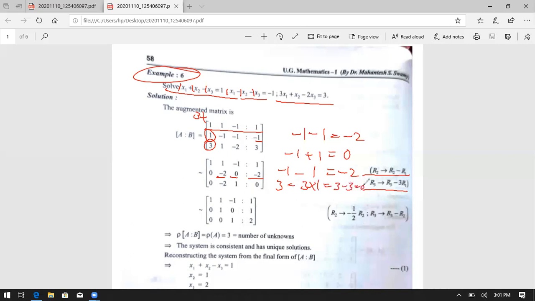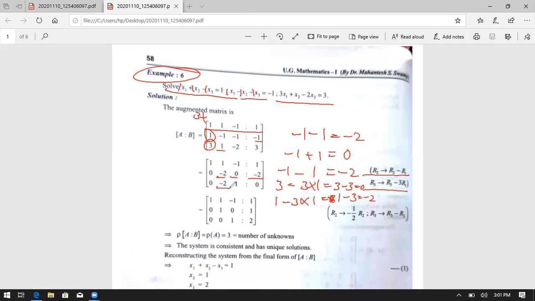Next come to the second element. That is 1 is there. 1 minus 3 into, what is the R1? That is also 1. That is 1 minus 3, that is minus 2. I write here minus 2.